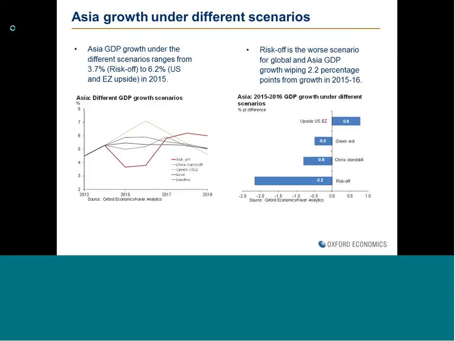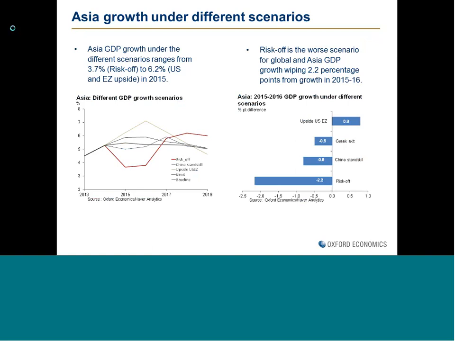Taking the downside, and I would also like to add the upside, this gives us a range of where we see Asia's GDP growth would be. The risk off scenario we see as being the worst case scenario for the region. GDP growth could slow to 3.7% versus the 5.7% baseline. However, on the upside, stronger US and Eurozone consumers could see growth in the region increasing to 6.2%.